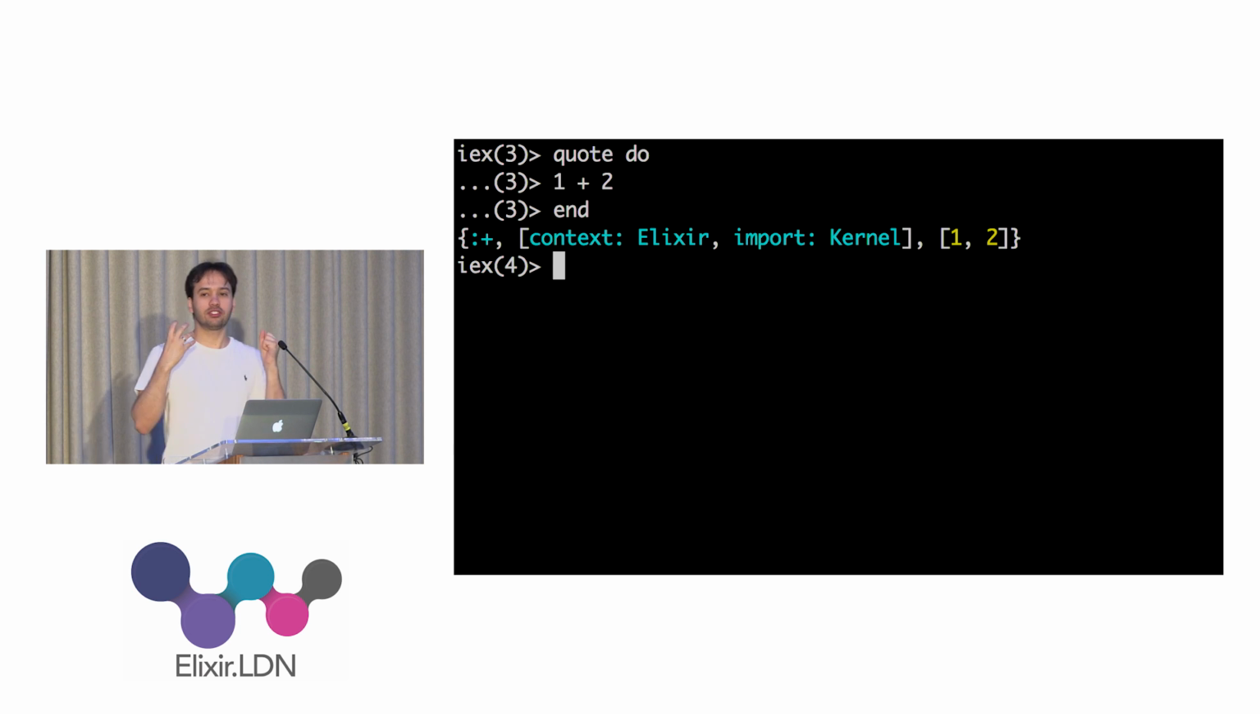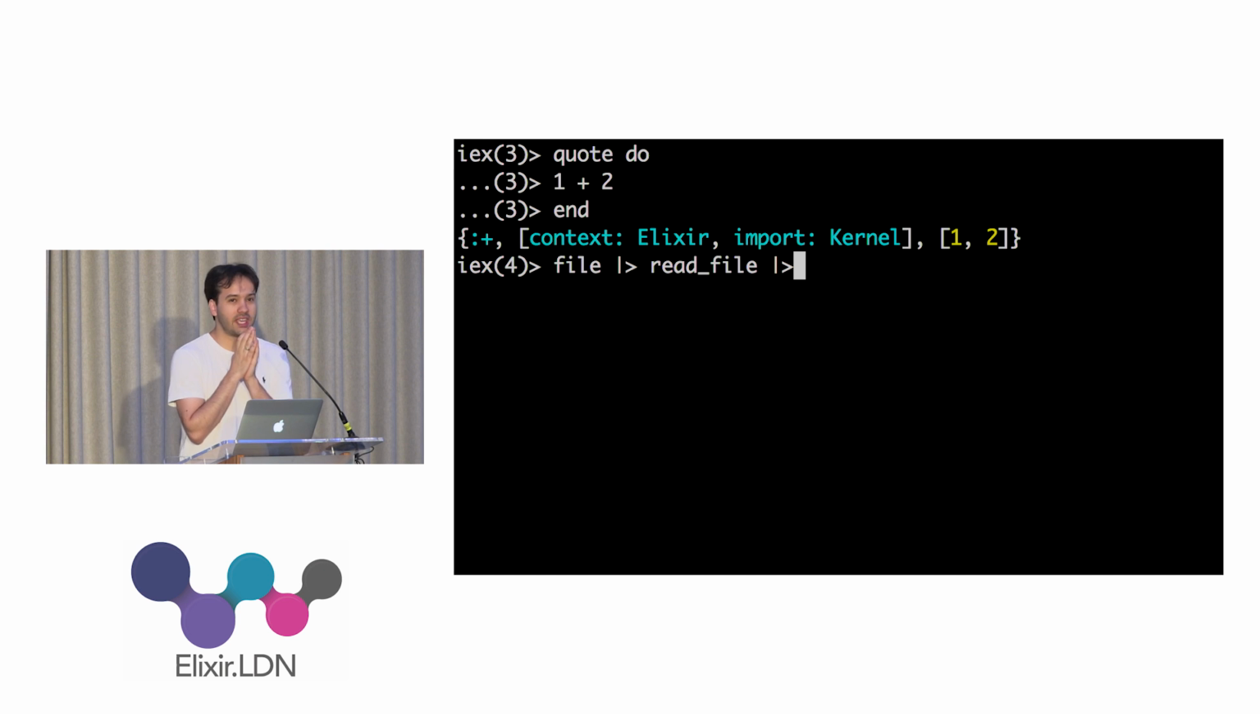So code represented as data structure. That's the first process that we do when we are compiling code. You can think that the Elixir compiler goes kind of like this. I'm going to write some pseudocode here. First we have the file, and then we want to read the file. After we read the file, we get a string with the contents of the file, the contents of your Elixir source code.